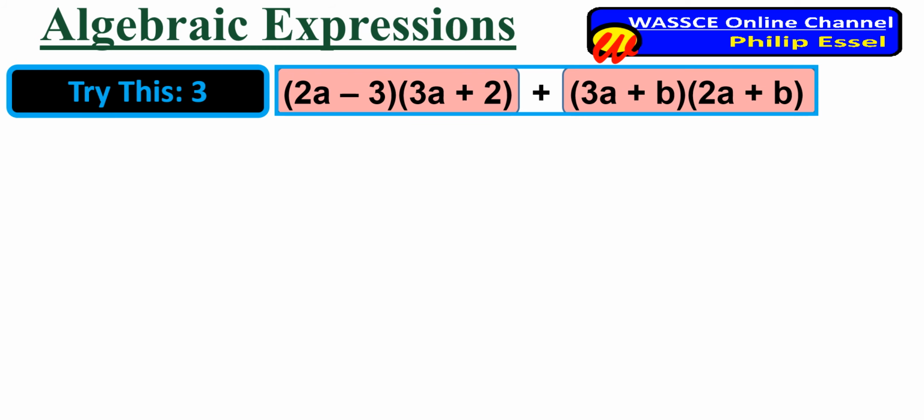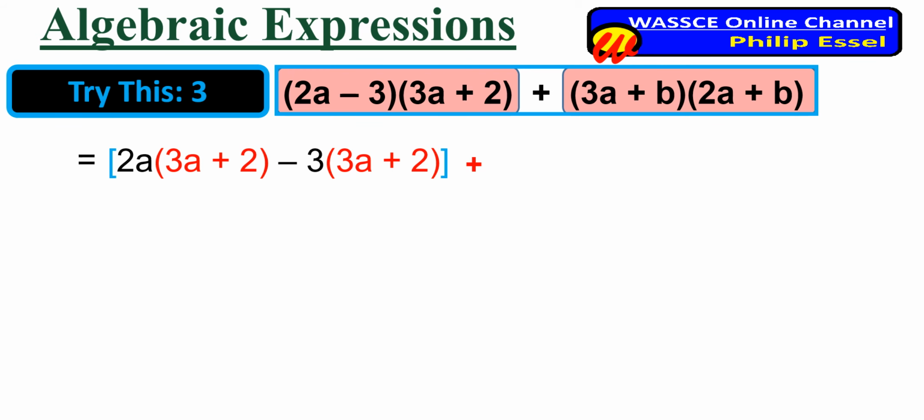So first we'll look at the first part of this algebraic expression, which is (2a minus 3) multiplied by (3a plus 2). This would give us 2a multiplied by the whole of (3a plus 2), then the negative 3 would also multiply the whole of the (3a plus 2), also all in one bracket. Let's now write our plus sign.